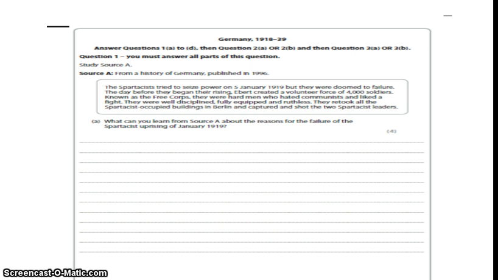It's almost like thinking about P paragraphs. Make your point, what you can infer from the source, and then evidence and explain it through adding some explanation linked to the source. I hope those 2 examples have helped you there.